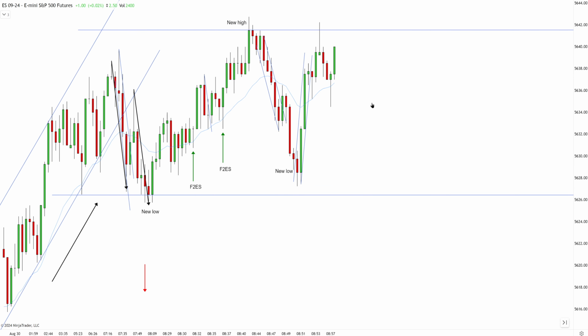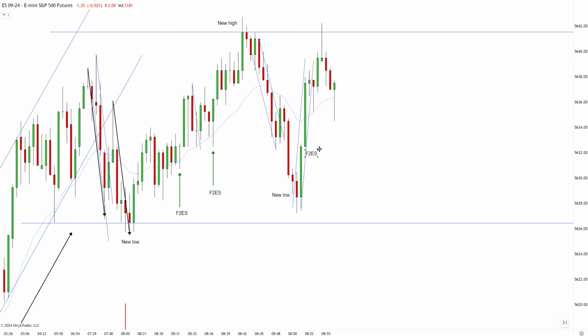We have another failed second entry short, but the problem is not only that the uptrend is breaking a new high, but this failed second entry short is lower than the high low, which is not something we want to see. Remember, we want to see first entry short, second entry short failure, part of one move. This is a lower one. So not the best setup.